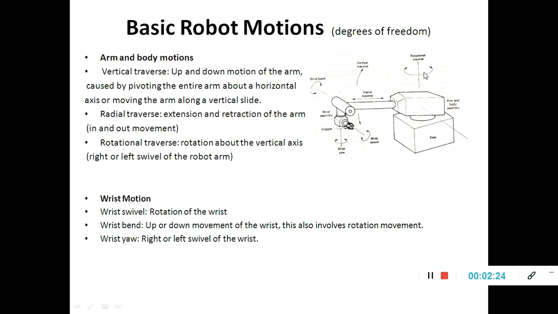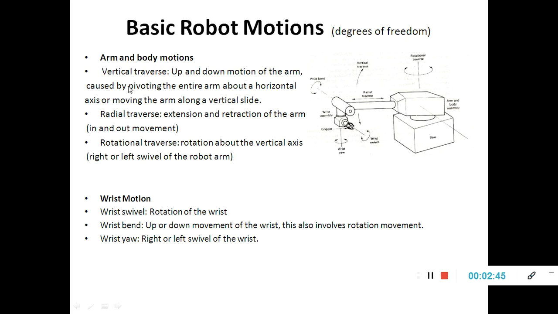And the motions written in this diagram: here it is a rotary motion, here a bending motion, here a longitudinal motion, that is a vertical motion, the vertical traverse, and here a rotary motion, and here a twisting motion. Okay, so one by one we will discuss.